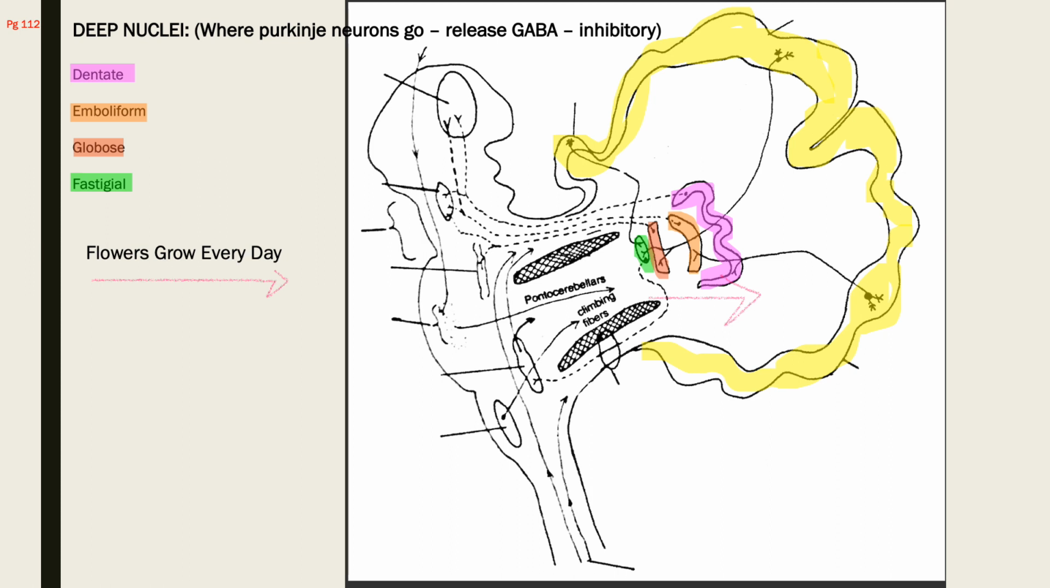So a way to remember the order of these, I learned from my board's review, is flowers grow every day. So that's going from medial to lateral. So F stands for fastigial, G globose, E emboliform, D dentate. So quick, easy way to get the order down. It is the closest to the vermis because the vermis, remember, was that midline structure in the cerebellum.